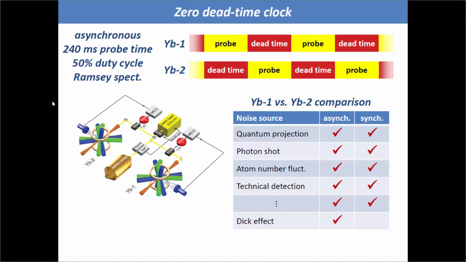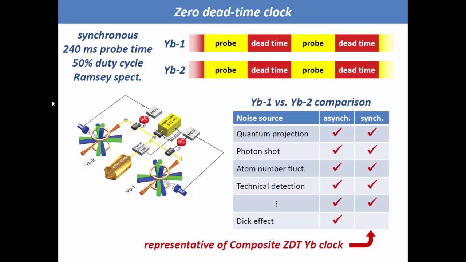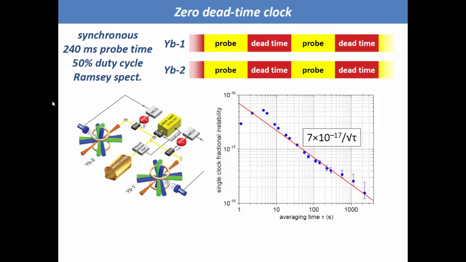Well, it turns out that this right-hand column here is very representative of all the noise sources that we expect for this composite zero dead time clock. So what that really means is that if we keep all our interrogation parameters here the same, notably this 50% duty cycle, but just replace the asynchronous interrogation with synchronous interrogation, now this can give us a good measure of the stability of our composite zero dead time clock. So when we do this measurement, we get a result 7 times 10 to the negative 17 per root tau, which is yet just another factor of 2 or just a little bit more from the previous result that I showed you.